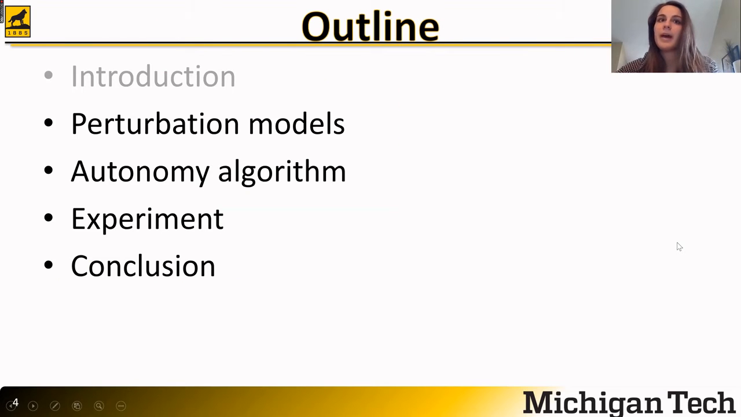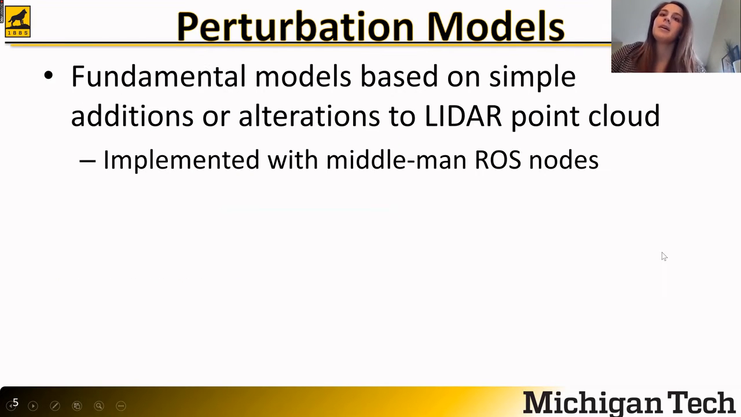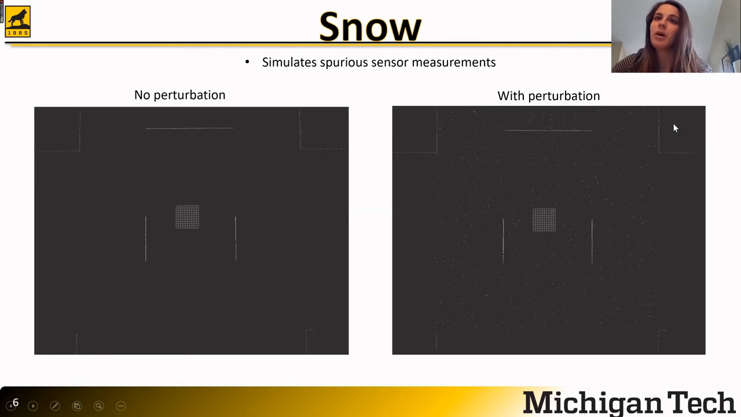Going into the different models we have, there are 6 of them, and they are based on simple additions or alterations to LiDAR point clouds, and they are implemented with middleman and ROS nodes. So our first model is snow. And so here to the left, we can see when there is no model. And this grid right here is our vehicle. And then all these lines are the objects that it detects.